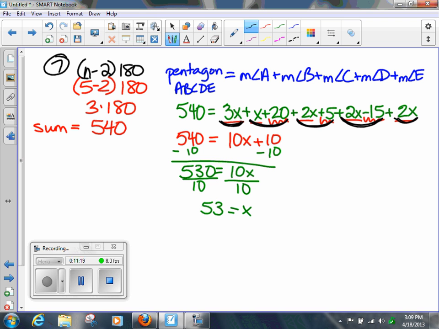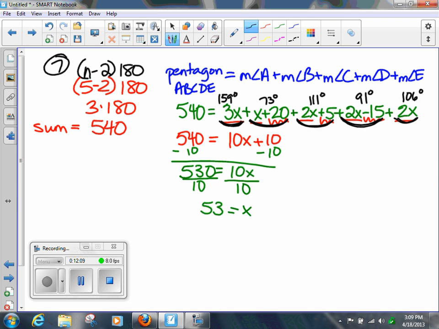What is 3 times 53? Is it 159? Yeah, it's 159. 53 plus 20 is 73 degrees. 2 times 53 is 106. 106 plus 5 is 111. 2 times 53 is 106. 106 minus 15 is 91. And then 2 times 53 is 106 degrees. Does everybody understand where I got those values?